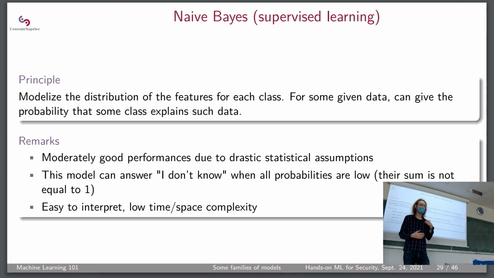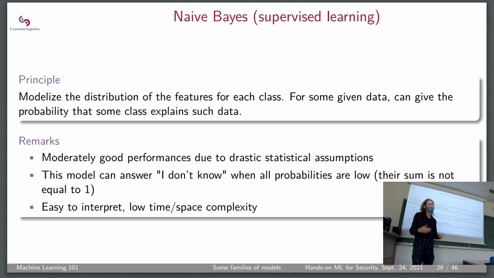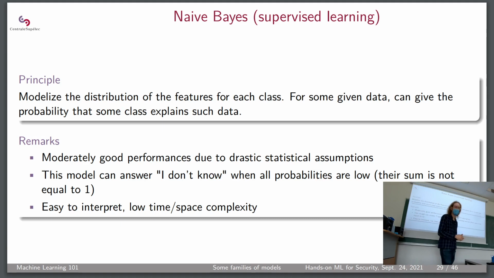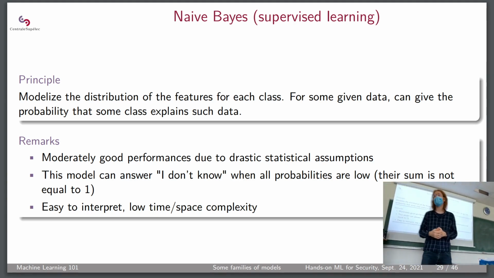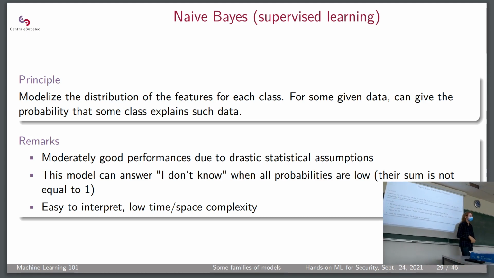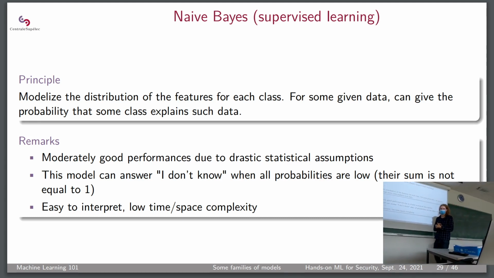These probabilities don't sum to 1, so for example, it can say to you, for all the classes, I think the probability is low. So maybe it's a new class. It can also say to you, okay, the probability for this class is 90% and the probability for this class is 70%. So the sum is not equal to 1, and so you can know how certain the model is, how confident it is in its prediction. And another good thing is that it's very easy to interpret, and it can work in embedded systems very easily because of very low time and space complexity.